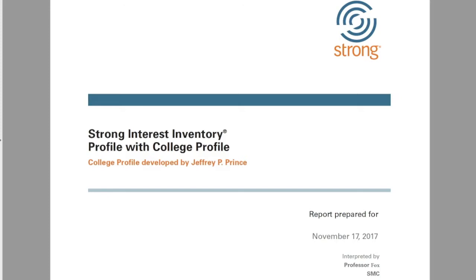So this video will focus on how to interpret your report. I have an example report up here on the screen that I'll walk through page by page to help you understand and apply the results. As you can see, the first page is pretty basic. It has the title of the Strong Interest Inventory. It should have your name on it, and just some other basic information.